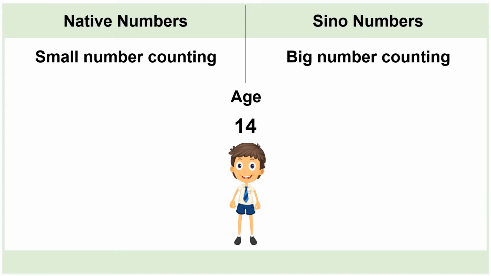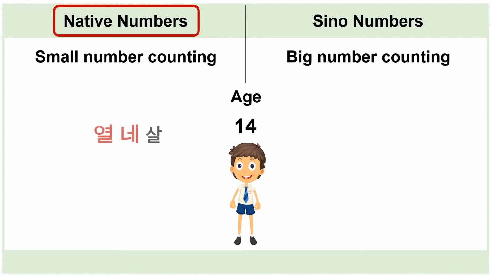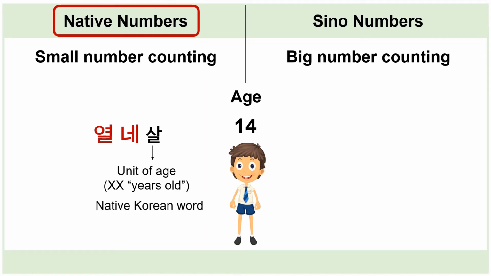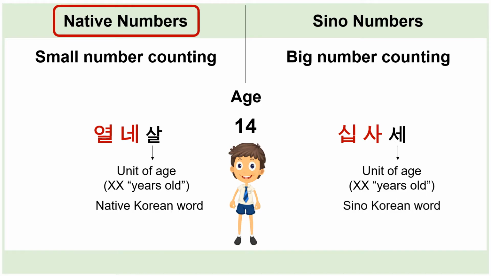Then we say the native numbers, 14살. 살 is the unit of age, functioning like "years old" in English. And it is also a native Korean word. We can also say the Sino numbers like 14세. 세 is another unit for age composed of a Sino-Korean word.